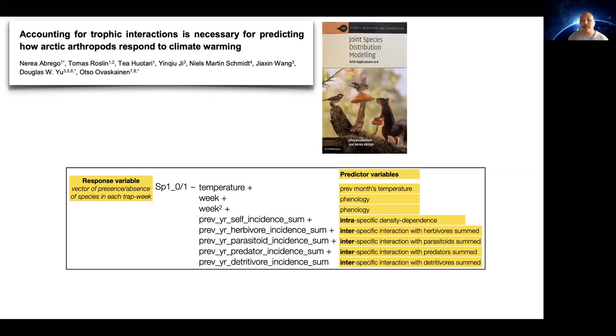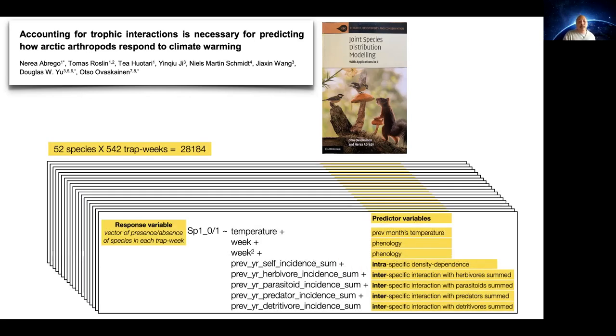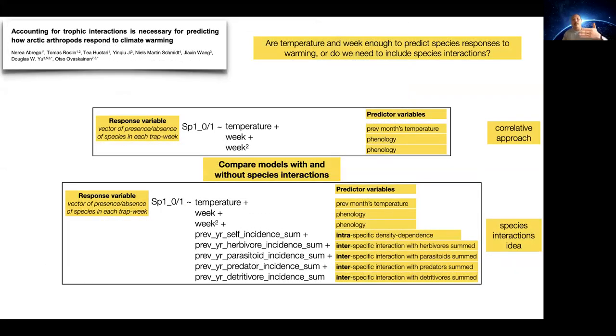So that's for intraspecific density dependence. And then you take all the herbivores in your data set from last year, add all their incidences up, and that's last year's herbivore abundance, and last year's parasitoid abundance, last year's predator abundance, last year's detritivore abundance. So that's trying to model in the simplest way possible interspecific interactions on an annual basis. And you're doing this simultaneously, jointly, for 52 species. And what you do is you can model with the simple model with just temperature and week versus the model with species interactions. We can see which model performs better.